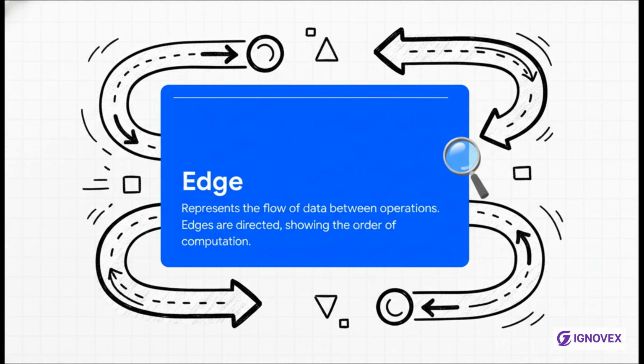And what connects these landmarks? Well, those are the edges. An edge is basically the road between the nodes. It shows you the direction of traffic, how the data flows from one operation into the next. It's literally what gives the entire calculation its order and structure.